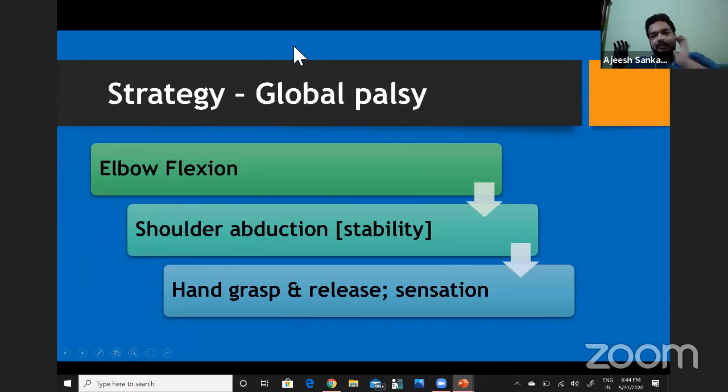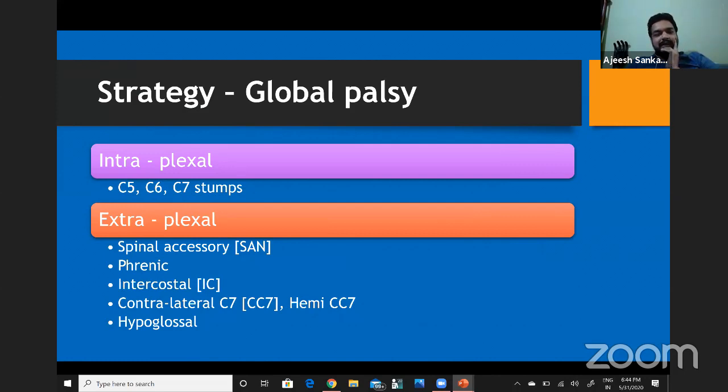But the trouble with global palsies would be that now we have an added problem of the hand being weak with an insensate hand. And now we have fewer donors. The median and ulnar are also paralyzed. We cannot use them now for elbow flexion. And these are more difficult choices, more difficult things to treat. And the only option for these is basically an early exploration and going ahead with nerve transfers.